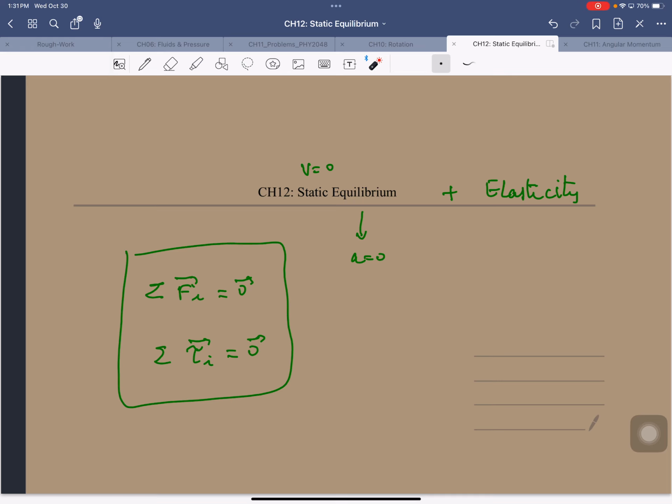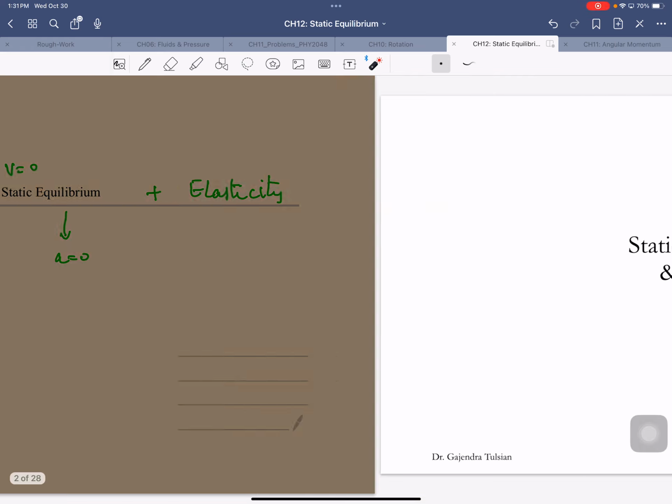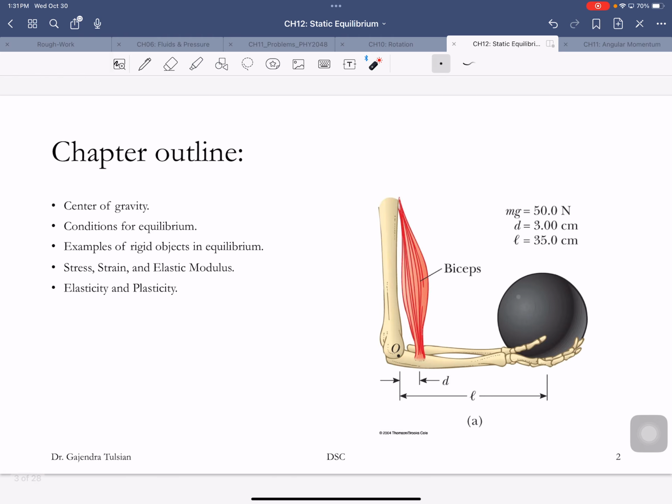So that's the first half of this chapter, and we'll come to elasticity.